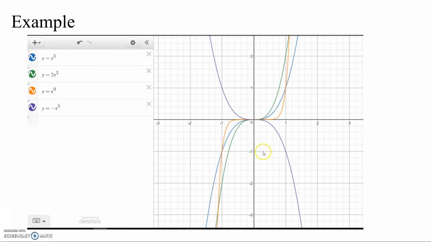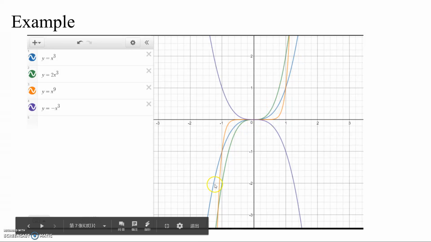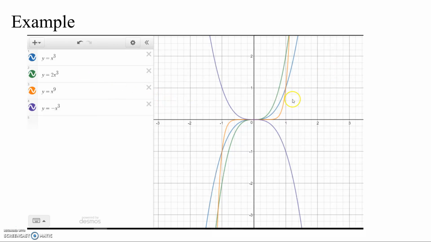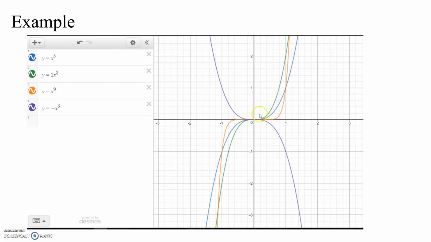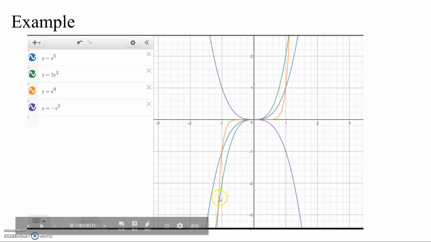Okay, here is one example for it. The standard graph for this one is going to be y equals x cubed. So here is the standard cubic form. And if we add a leading coefficient to it, it's going to be like the green line. So as you can see, it has the same width on the x-axis, but it somehow becomes narrower when it drops.